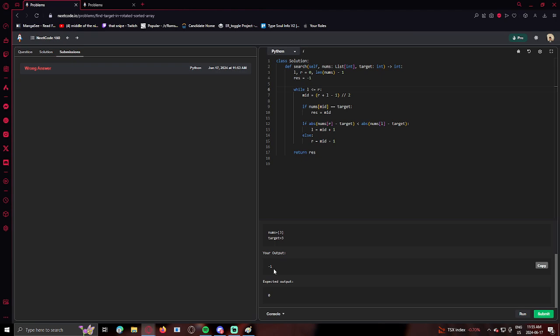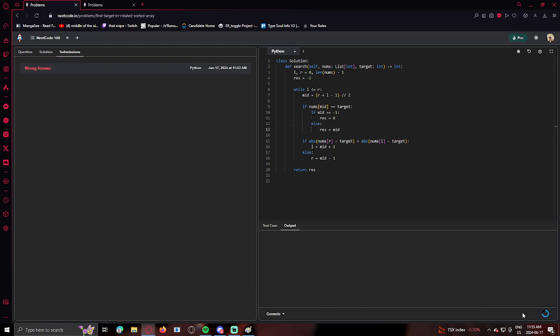Huh? Oh, because I'm going to index negative 1. So I think what we do is if mid equals negative 1, res equals 0. Else... Does this work? Okay, submit. Wrong answer again.